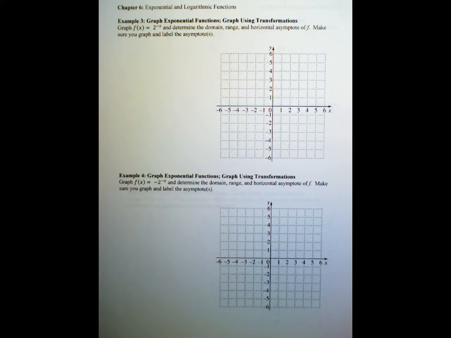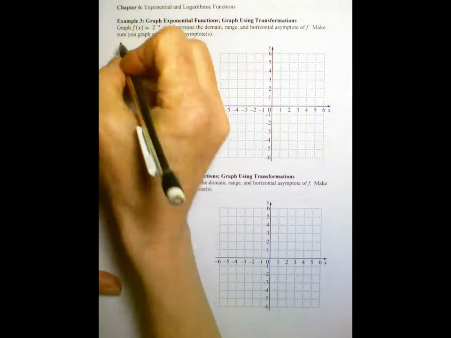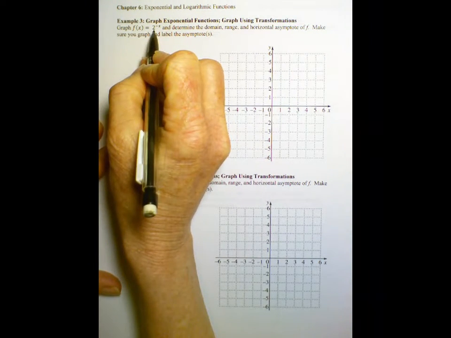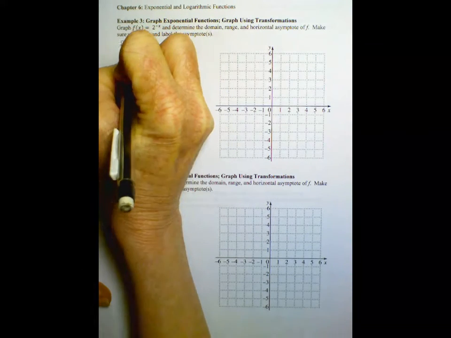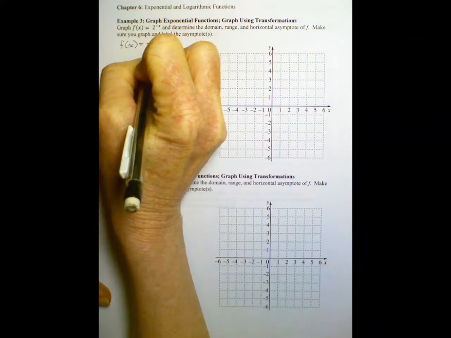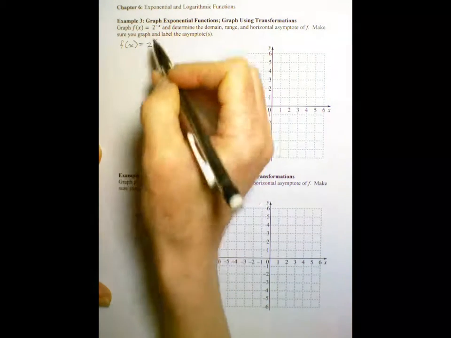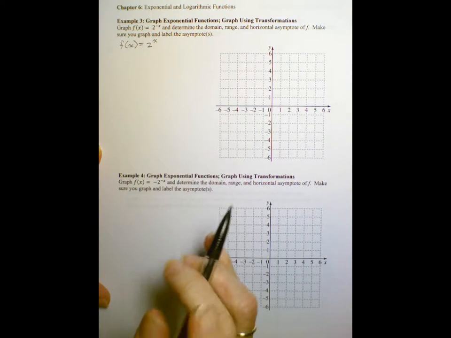Let's continue with section 6.3 on exponential functions. Example 3, we have another exponential function here to graph using transformations. So we have f of x equals 2 to the negative x. So again, the parent function would be f of x equals 2 to the x. So in the comparison of the two, we see one transformation.